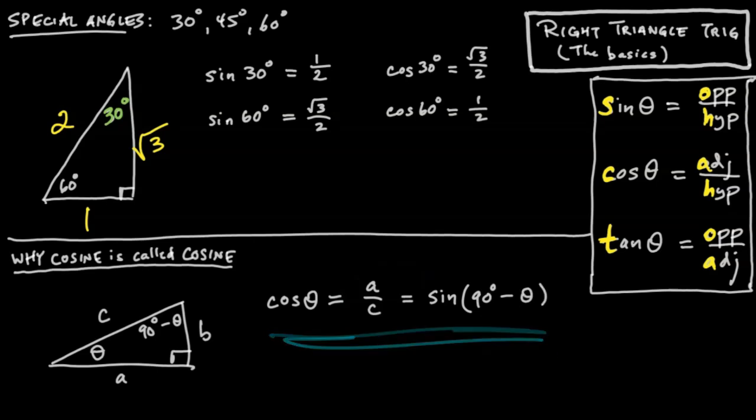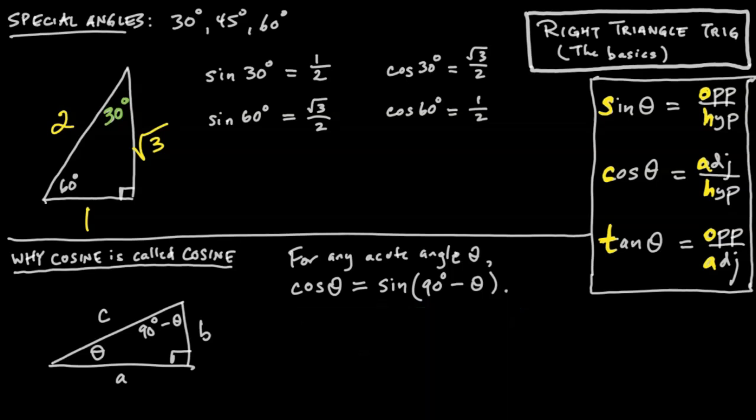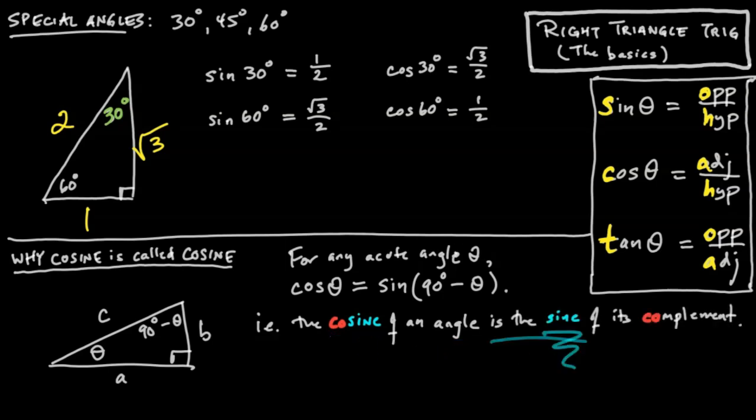And what we've just shown here holds for any acute angle theta. For any acute angle theta, cosine of theta is the same thing as the sine of theta's complement. So I'll just keep that conclusion and write this more compactly. And that explains why cosine is called cosine. Let me write this less symbolically and more rhetorically just to emphasize the point, i.e., the cosine of an angle is the sine of its complement. That is why it is called the cosine.